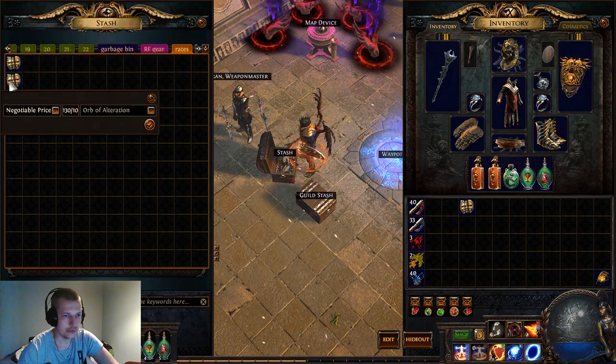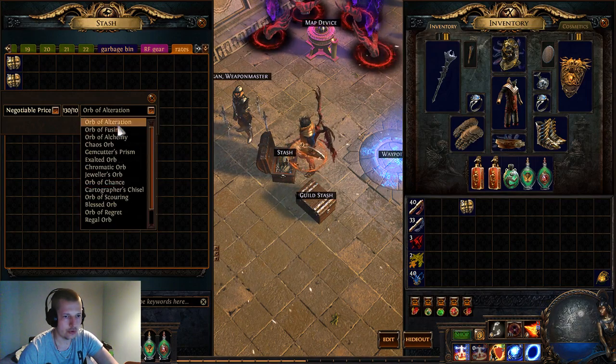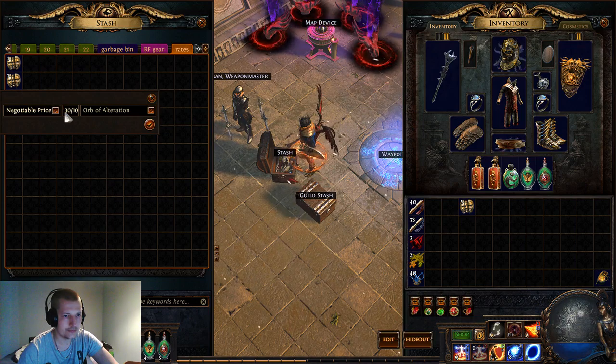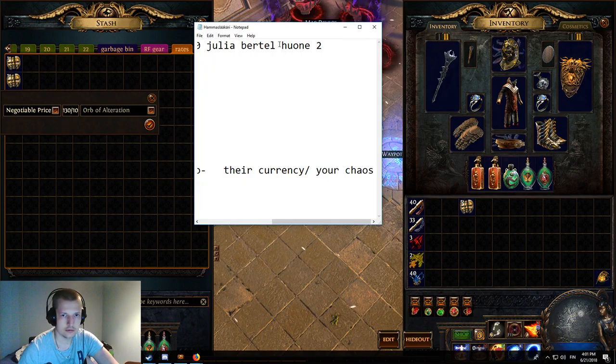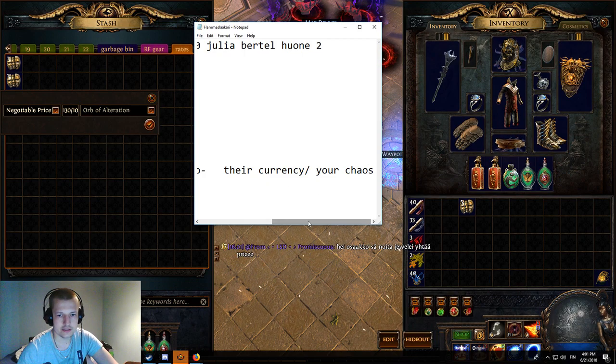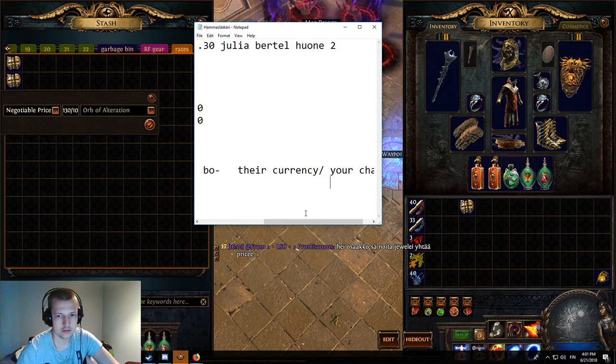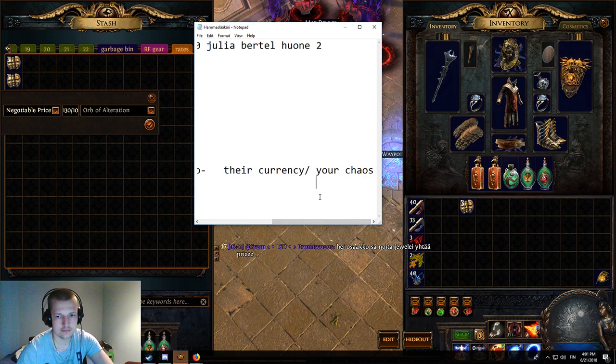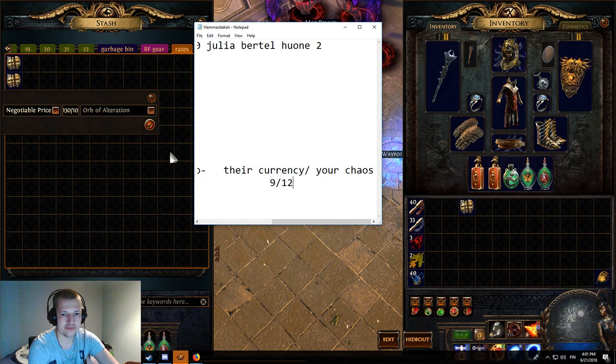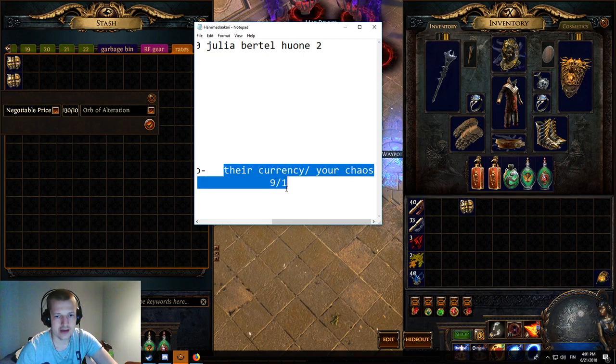So you click ahead, you choose Orb of Alteration, and then here's their currency. It's right here. So you can see this. Their currency, your chaos, okay? So their currency, they will give me 9 per 1. So their currency, 9 alterations for 1 of your chaos, right? This is their currency, this is my currency.